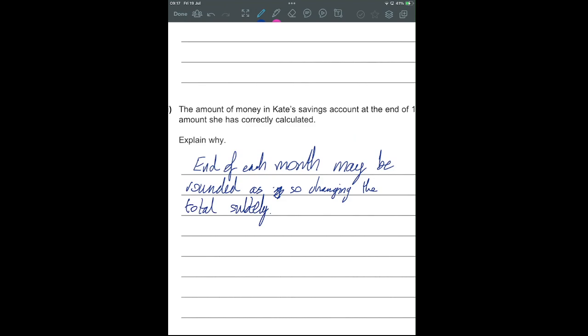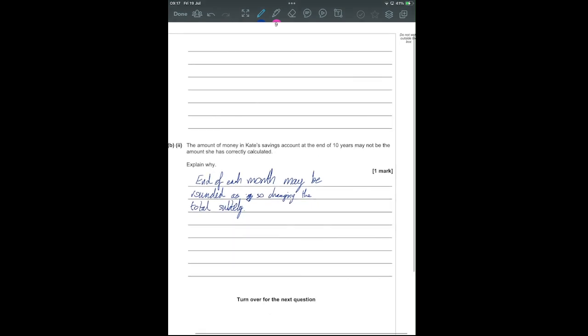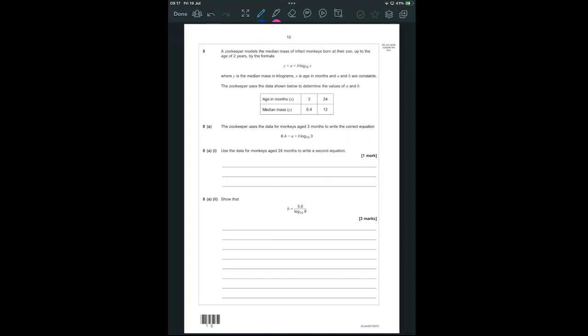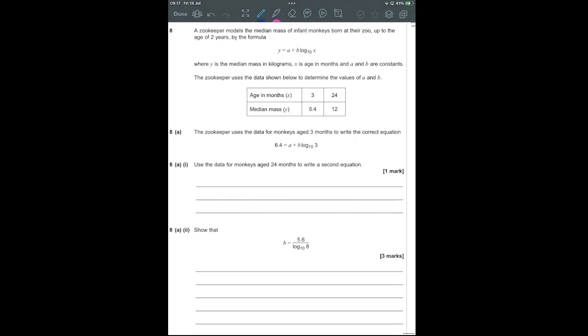And it will only be a tiny change. Subtly is a really weird word. I highly doubt I spelled that correctly. The end of each month might be rounded, so it might not be the exact amount at the end, and all these other reasons. I don't like giving a reason which has been stated in the question. If it states the interest rate is, I don't like giving a reason, well, it might not be what the question said it was.